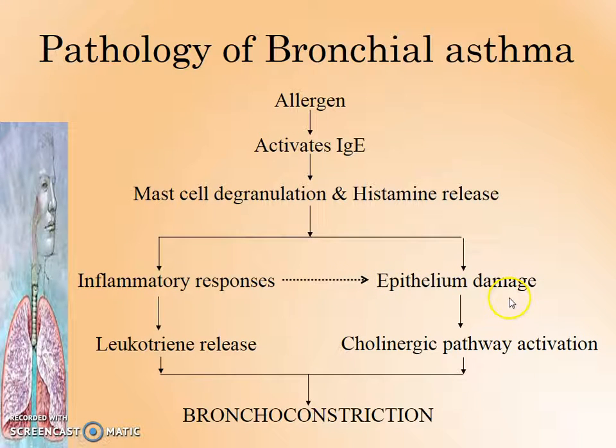Because of this epithelium damage, the lower tissue which is having cholinergic receptors will get activated. And in this inflammatory response, the leukotriene release is going to contribute along with the cholinergic receptors to huge bronchoconstriction. So, we are now aware of what is the pathology of bronchial asthma.